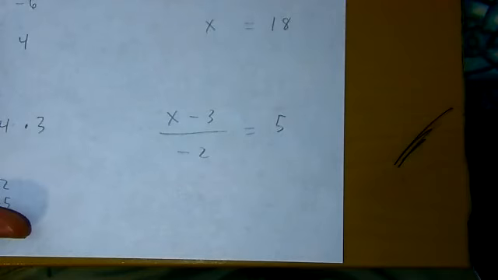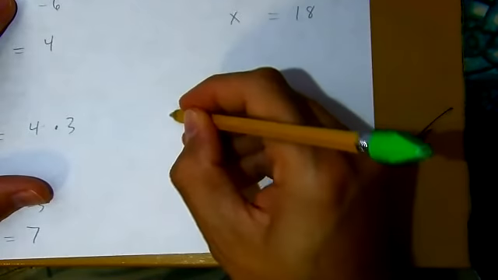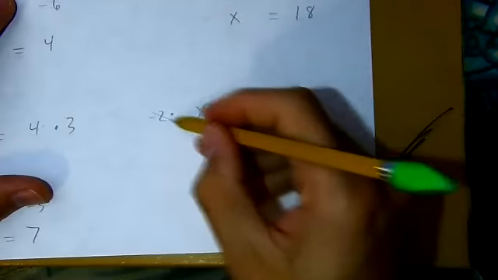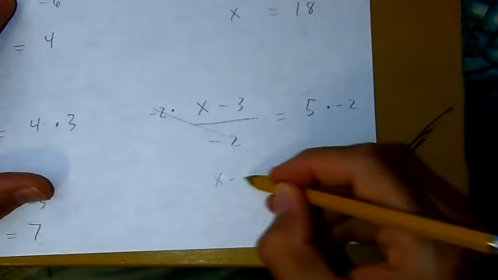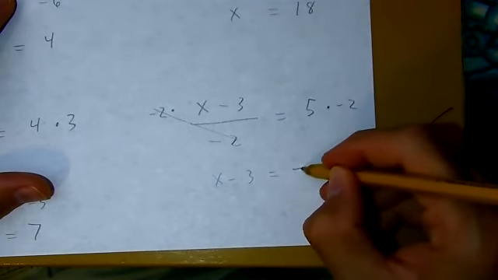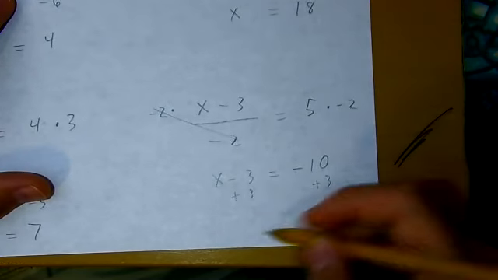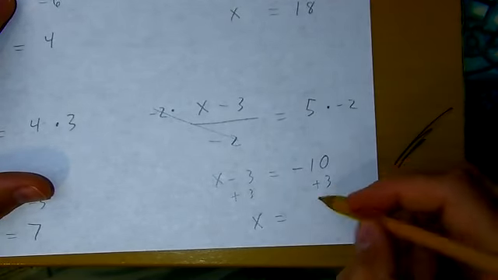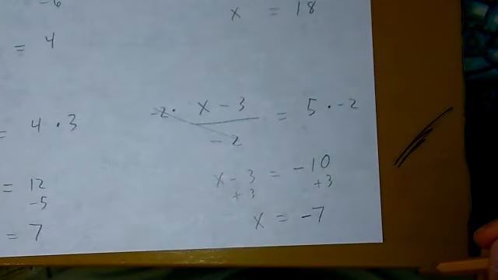So pause your video. I want you to try this one on your own. This is the last one. So you should have copied the step that I did over here. Multiplied by -2. That cancels that out. Bring down your x minus 3, your equals. So 5 times -2 will give you -10. Then the last step is adding 3. So -10 plus 3, subtract them, keep the sign of the larger, or use your calculator. You should have got -7.